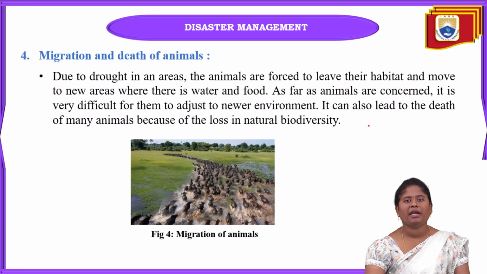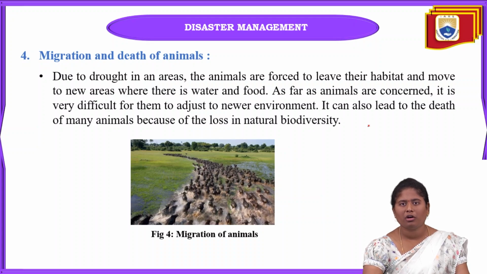Next one is migration and the death of animals. What is meant here by the migration of animals is, for example, in the forest, obviously animals live in the forest. Maybe we can take the example of the summer season. In summer, what will happen? There will be a lack of water in some of the areas. These water bodies are going to be dry at that time.